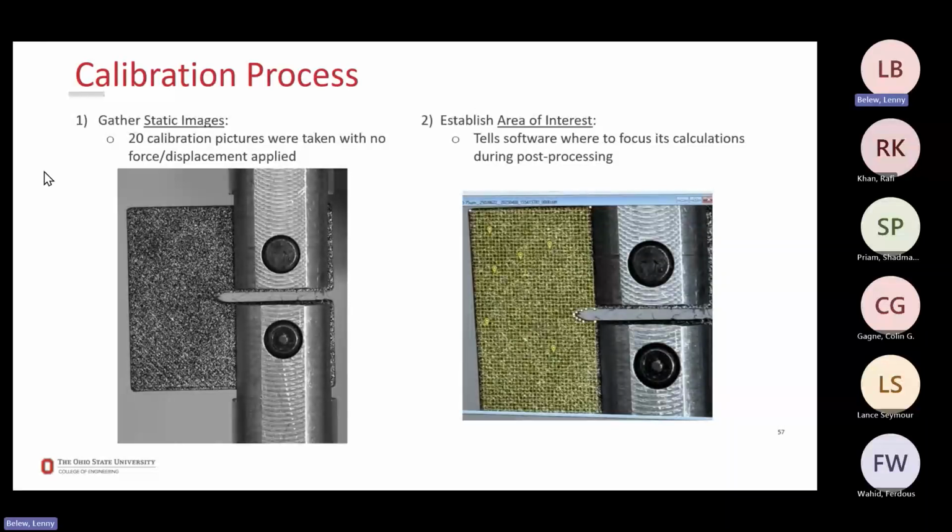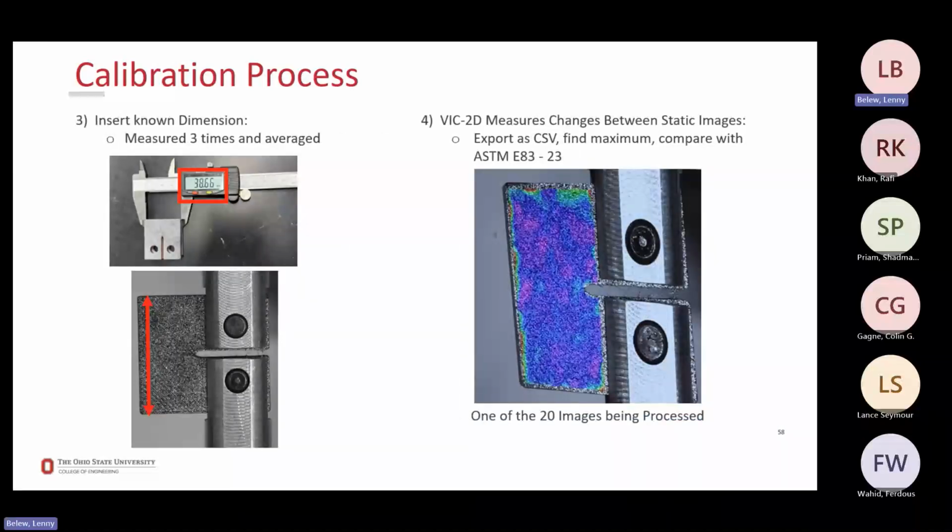So after we have our 20 pictures, we then establish our area of interest. This is this yellow grid that's applied. We exclude the notch here, so the software is only focusing on the parts of the specimen that are speckled. Step 3 in this is you have to give the software VIC2D a known dimension, and it's important that you can see this clearly in your image setup.